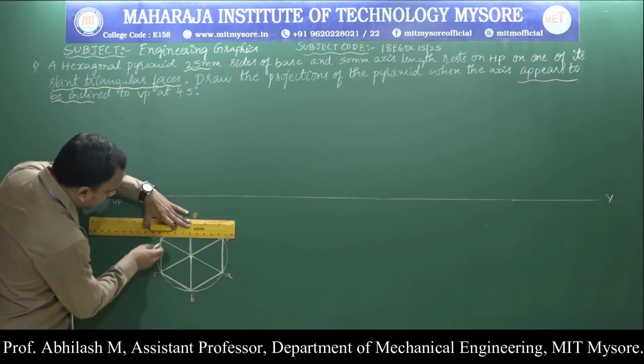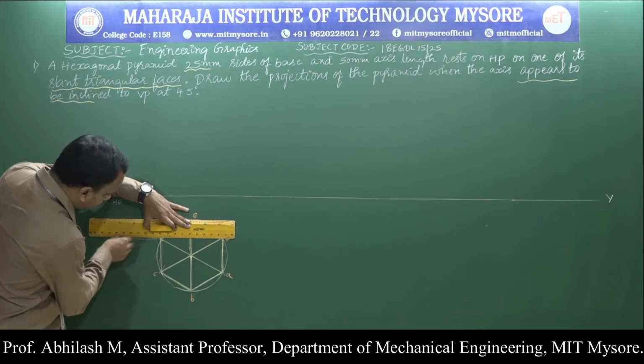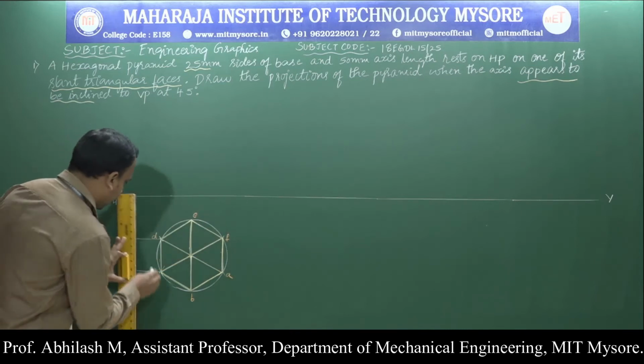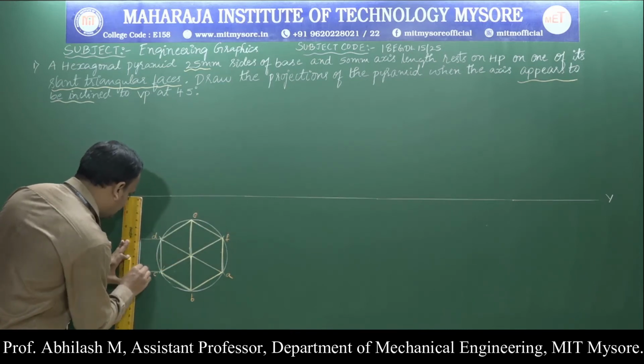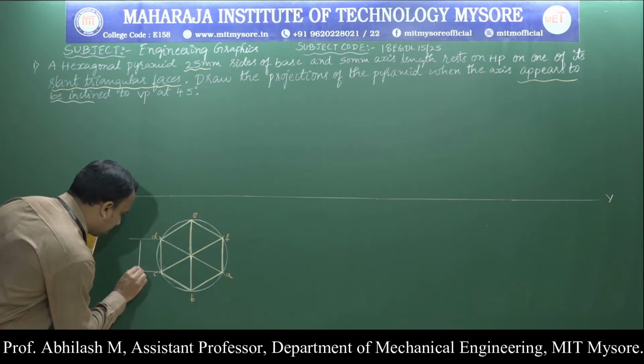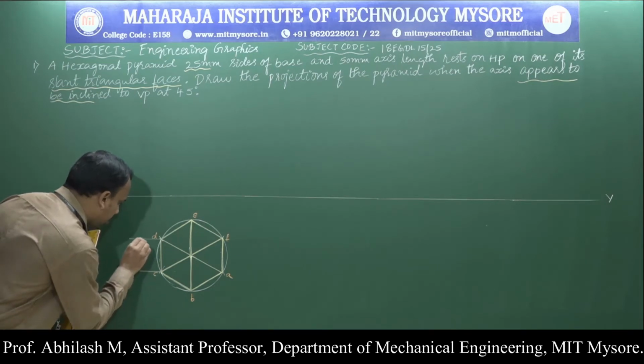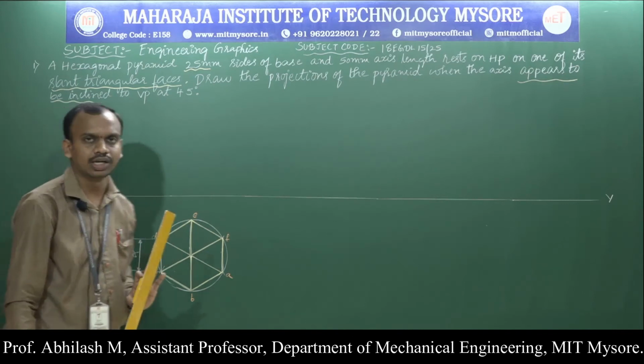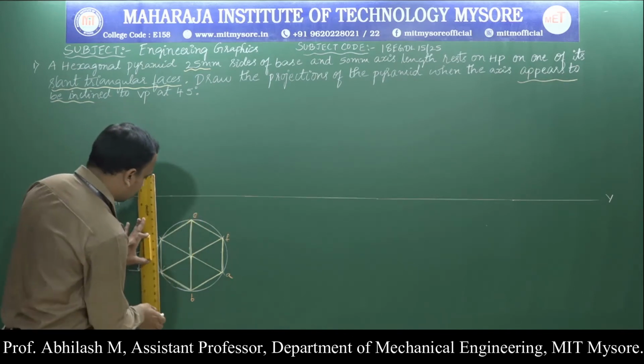Take any one of the sides, draw a thin line and show the dimension of one of the sides, which is 25 millimeter according to the given condition. Now we'll begin with our projection lines.